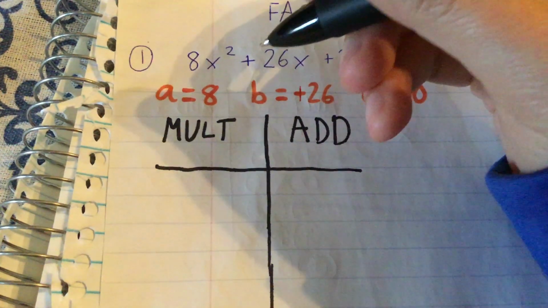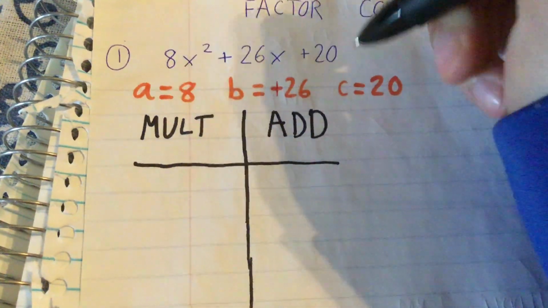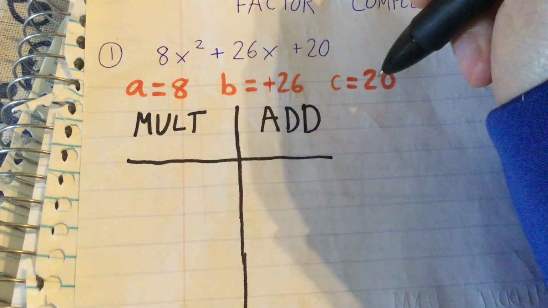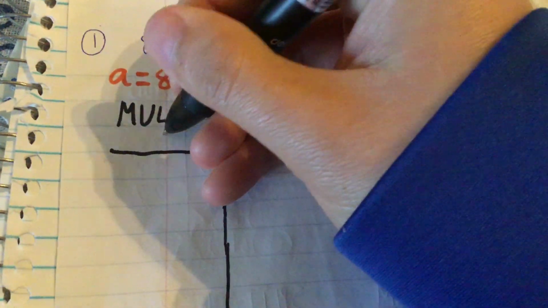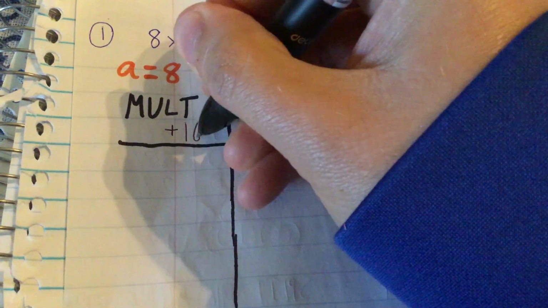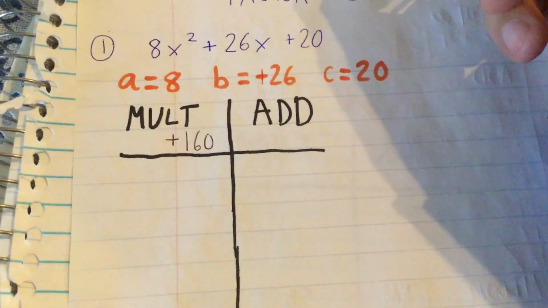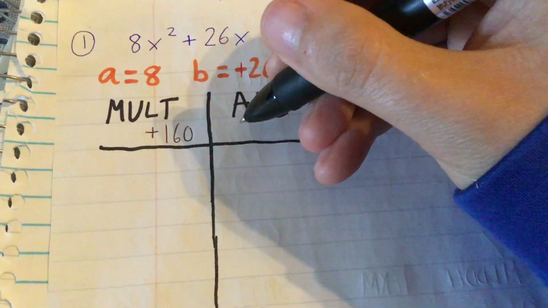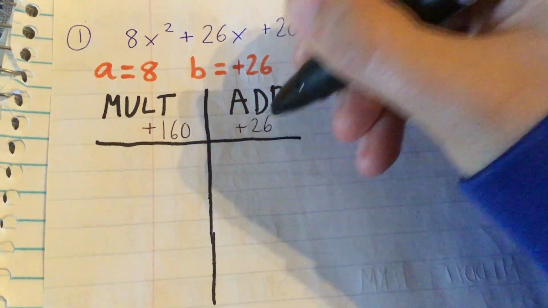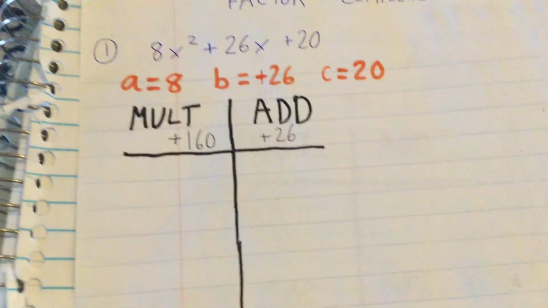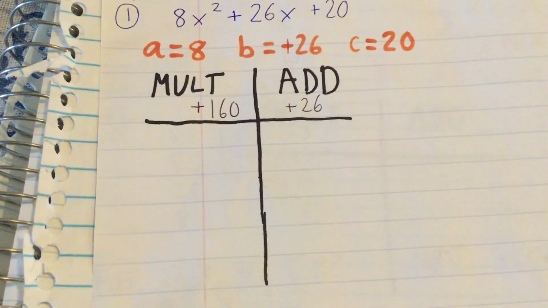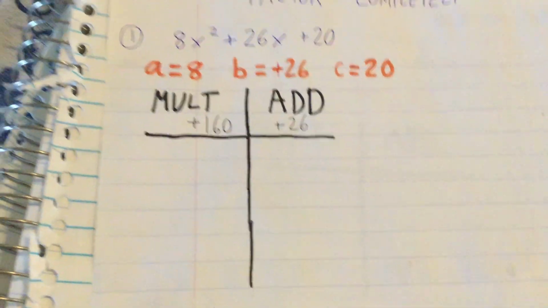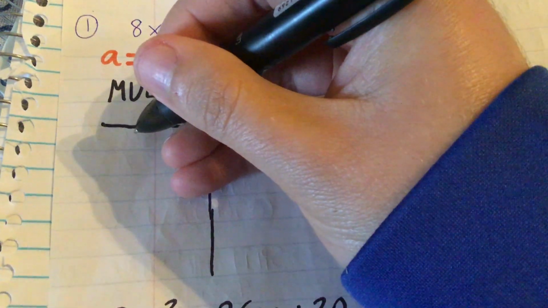In this case, we're looking for two numbers that multiply to AC. In this case, a is 8 and c is 20. 8 times 20 is positive 160. And we're looking for two numbers that multiply to positive 160 and add to b, in this case, positive 26. Okay, so it multiplies to a positive and adds to a positive, so the two numbers need to be positive, positive. So let's list out the suspects.